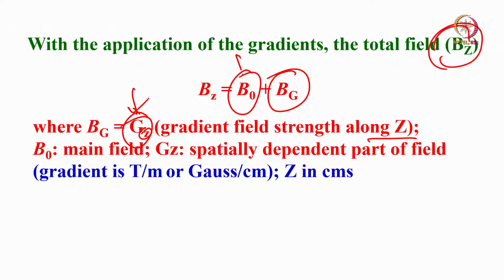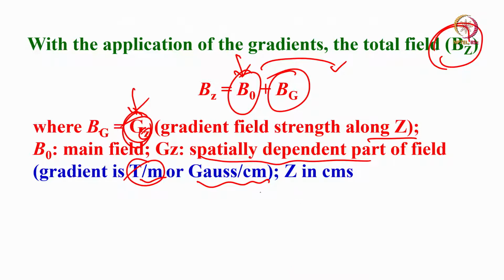Of course, what is B naught? We know it is the main magnetic field. And Gz, if I calculate Bg equal to Gz, it is the spatially dependent part of the magnetic field. So we know B naught is of the order of several Tesla, 5 Tesla, 10 Tesla, 20 Tesla like that. But what is the gradient field? It is very small. It is Gauss per centimeter or Tesla per meter.